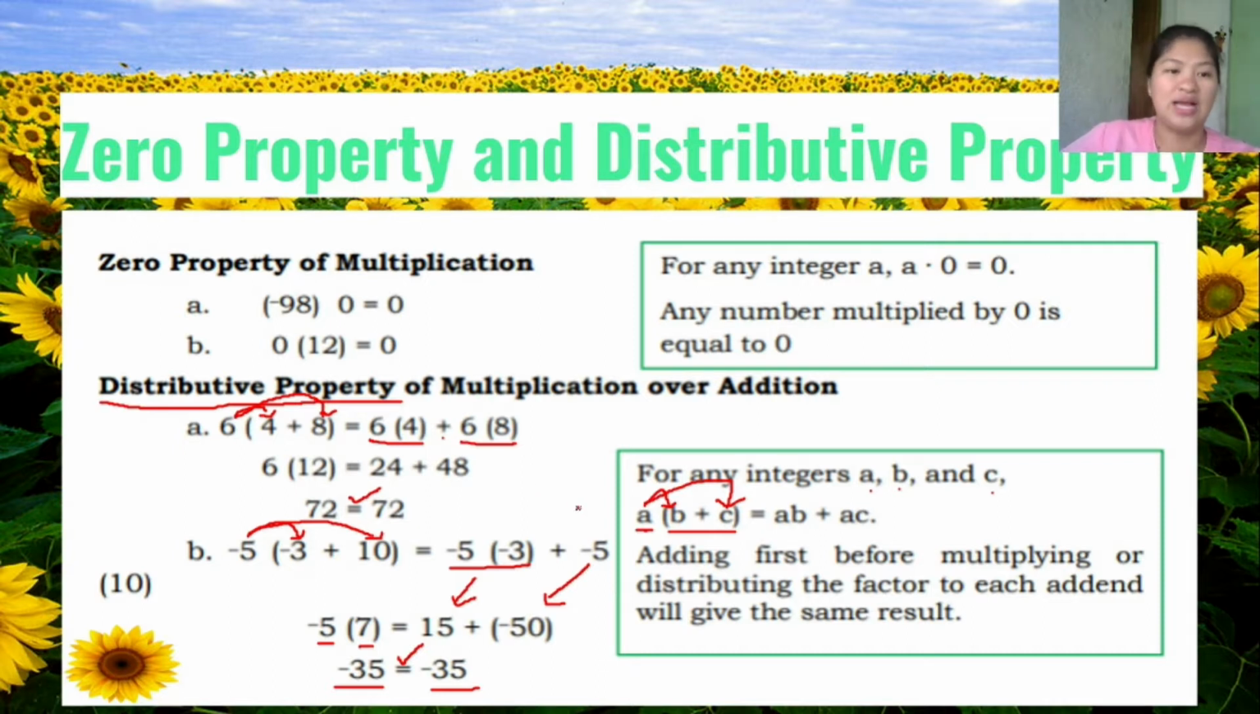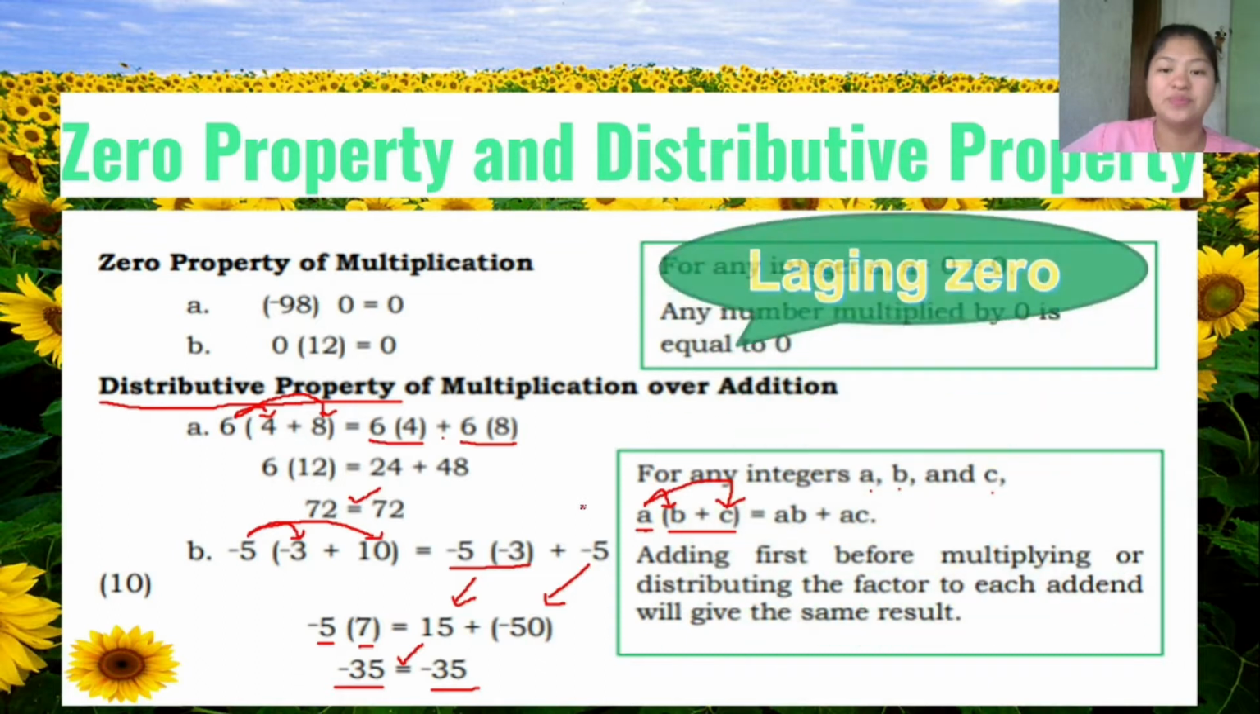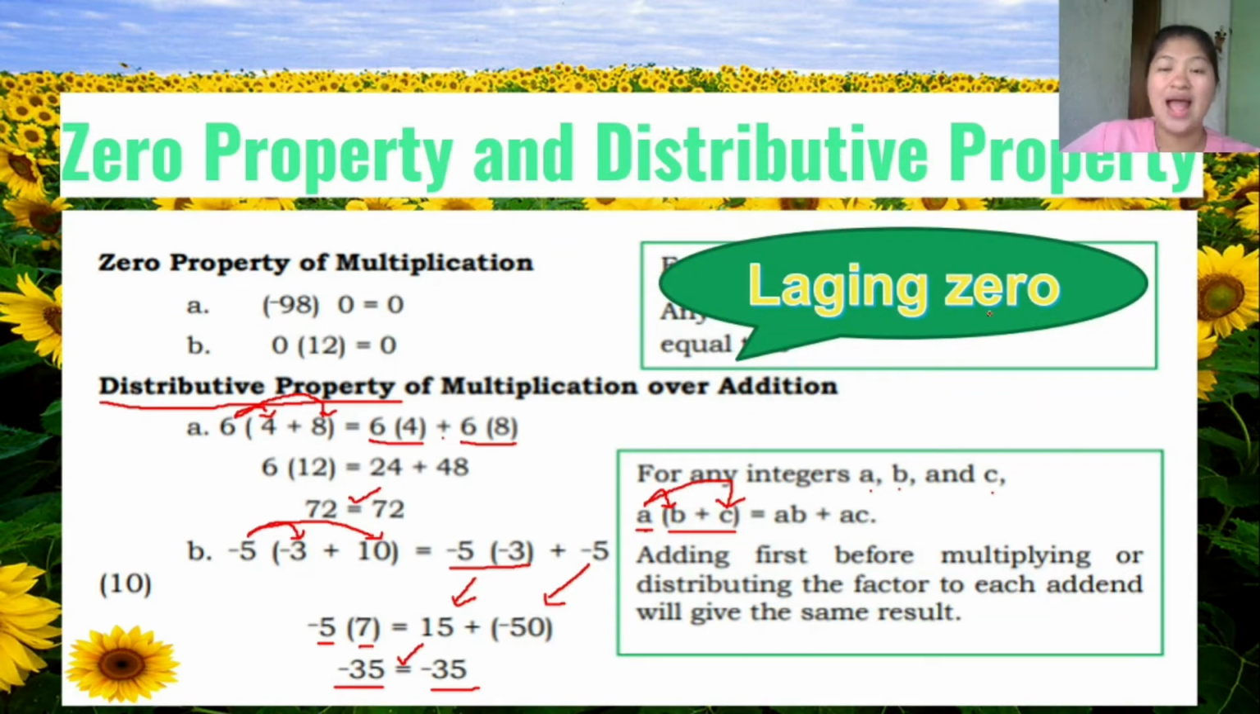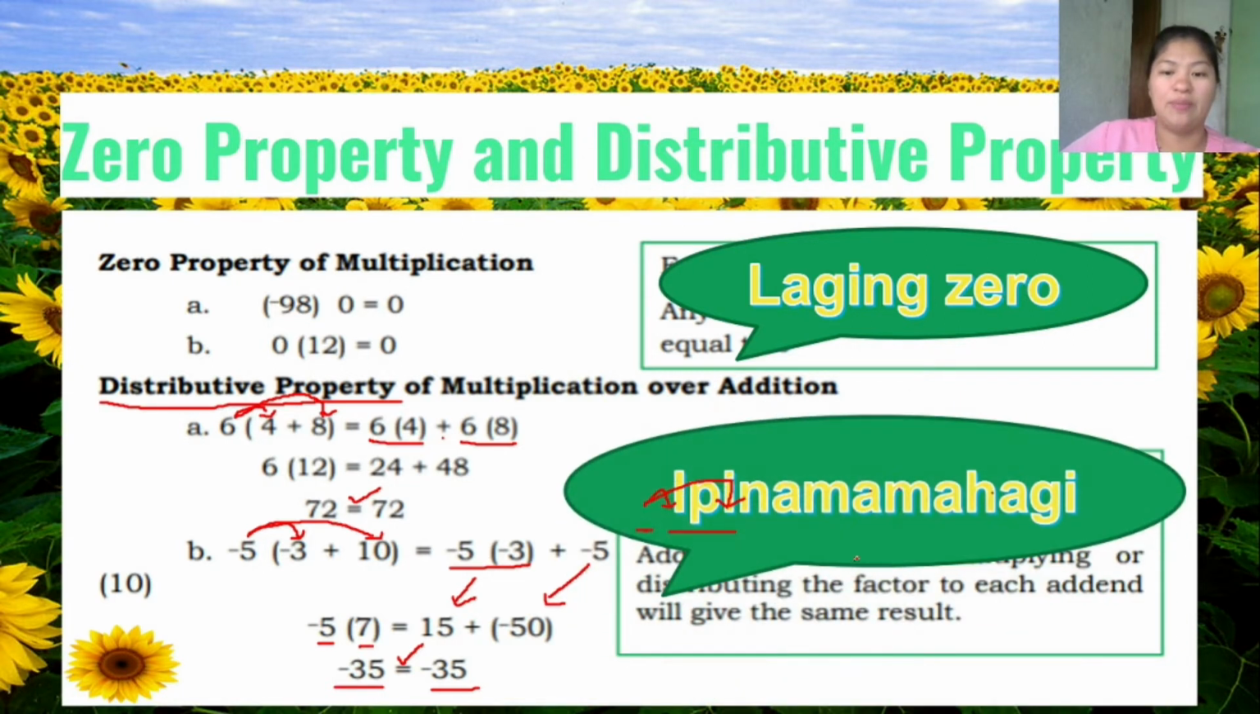So, ano po yung dapat nating tandaan sa zero property? Laging zero ang sagot. So, lahat ng number na i-multiply sa zero ay zero. Kay distributive property naman po, in Tagalog, ipinamamahagi or ipinamimigay. Sino po yung ipinamamahagi? Yung number na nasa labas. Kanino po siya i-multiply? Isa-isa po sa bawat number na nasa loob. And that's it. Those are the different properties of operations on the set of integers.